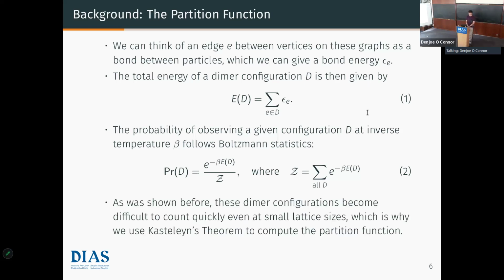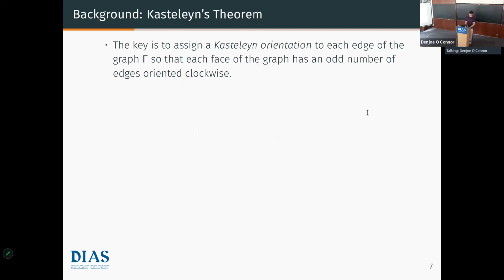As was shown before, it's not practical to go and just start laying dominoes on a chessboard to count these. So we use what's known as Kasteleyn's theorem to compute the partition function. For Kasteleyn's theorem, the key is to assign a Kasteleyn orientation to the graph, so you give a direction to each edge on the graph gamma, so that each face of the graph has an odd number of edges oriented clockwise. So if you were to take the product in a counterclockwise direction over them, you should end up with the minus sign.